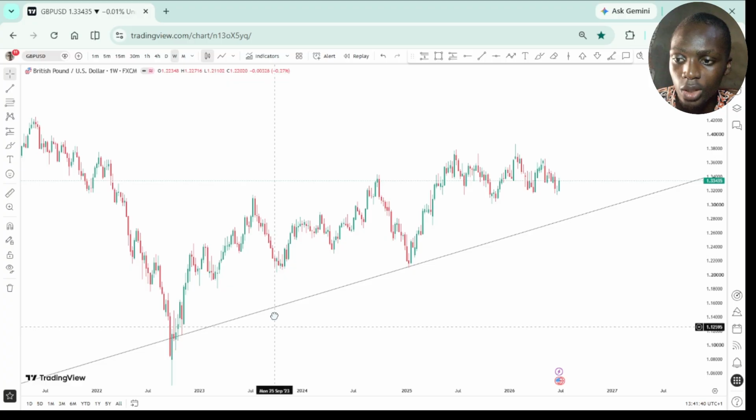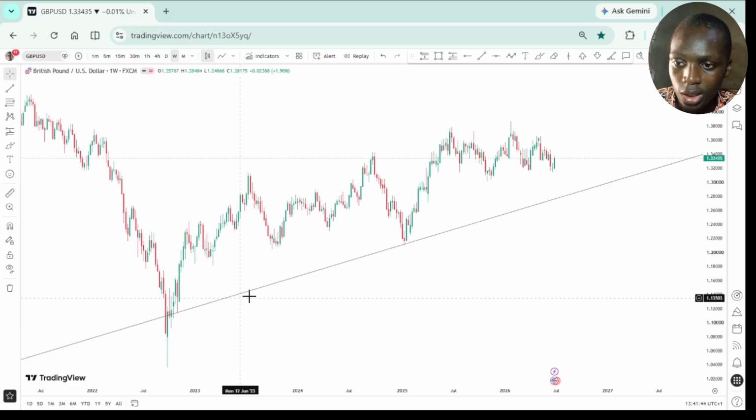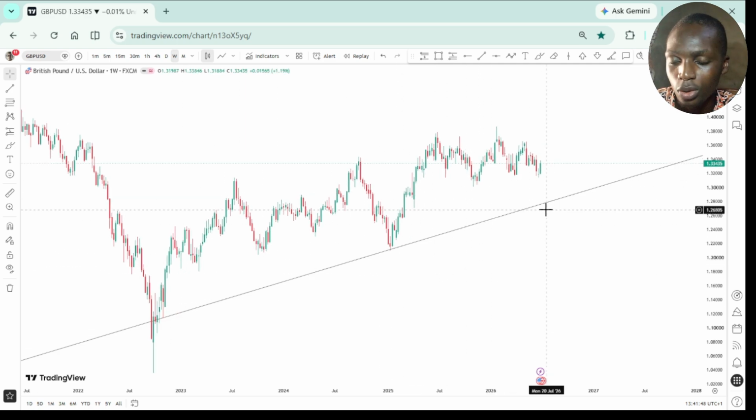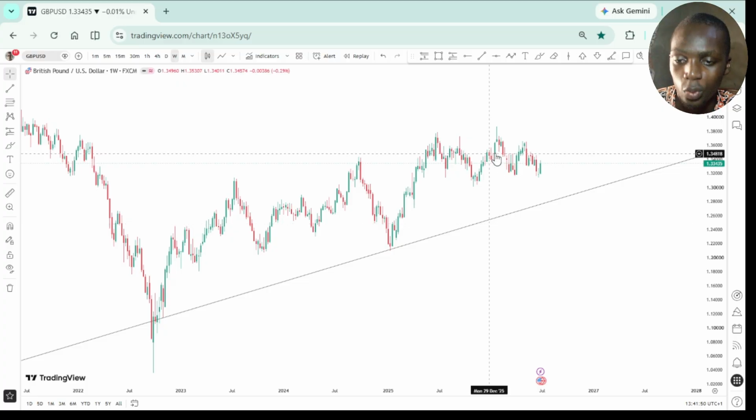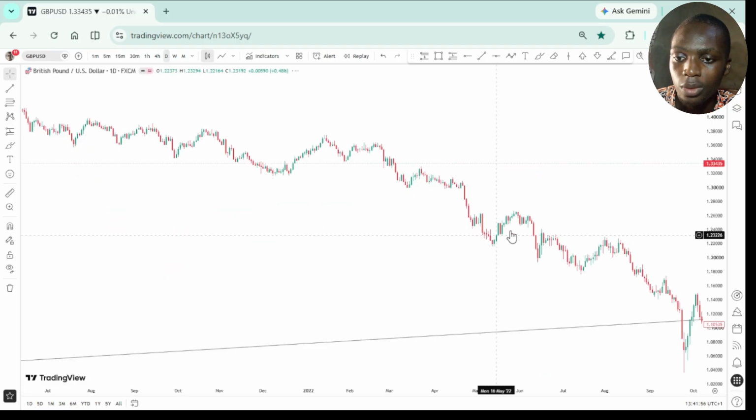Overall, we are in a bullish trend. You can see since 2023 we are in a bullish trend. We have the first touch, second touch, and before the third touch must occur, the second touch must drop. So we are in a bullish trend, but we are going to experience some selling. On the daily time frame, let's see what it has for us.